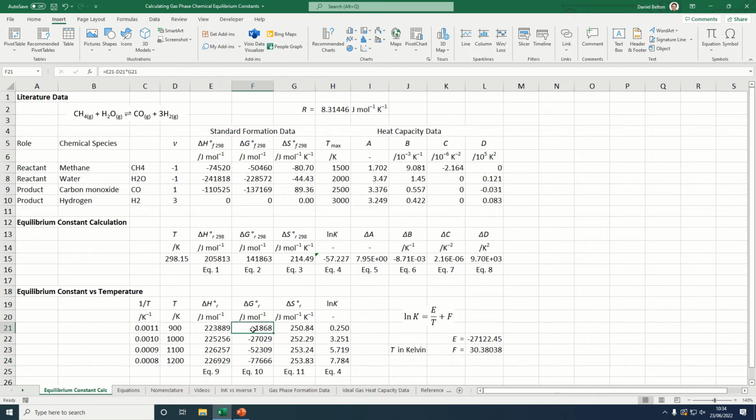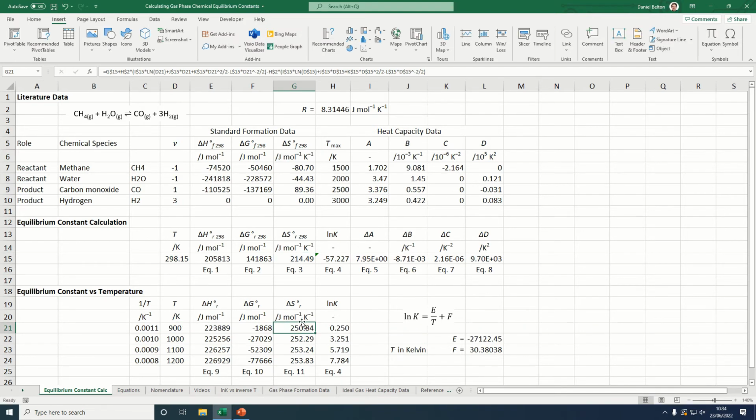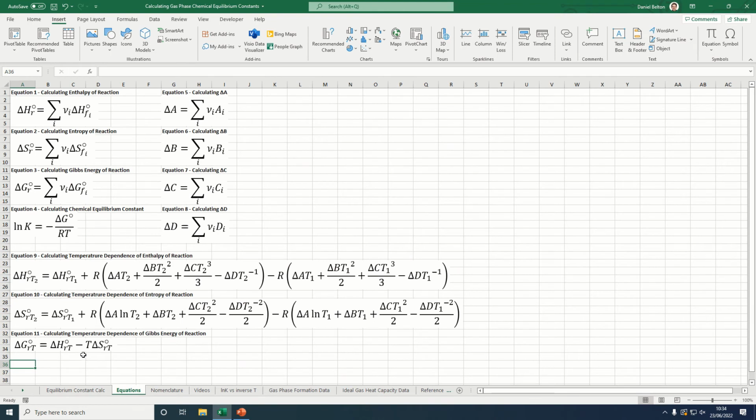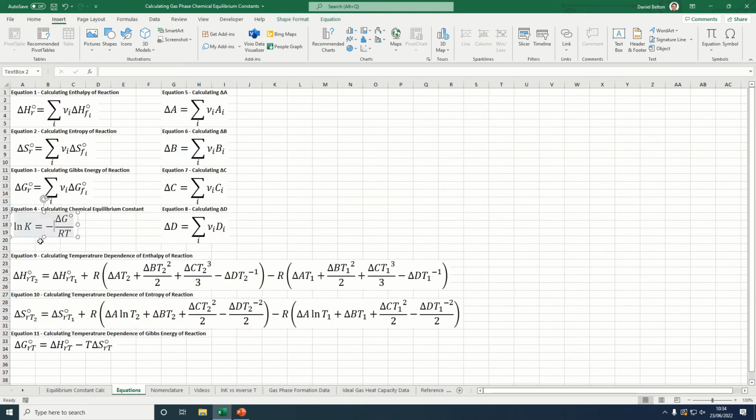The delta G we can't do through integration. We need to actually do the delta S through integration to get the value at 900 Kelvin, the value at 1000, 1100 and 1200. We can then work out delta G at these different values using equation 10. So that's the equation, sorry, that's equation 11 actually that's been used to do that. They just need swapping around. There we go, that's correct now. And then once we have these delta G values, we can then get the log of the equilibrium constant using equation 4. So this is equation 4 here. So it's just minus delta G over RT.